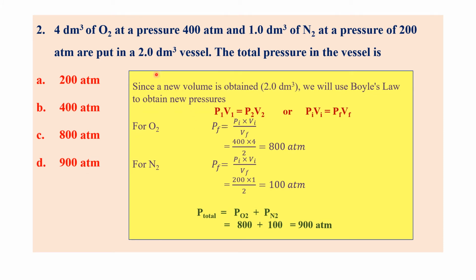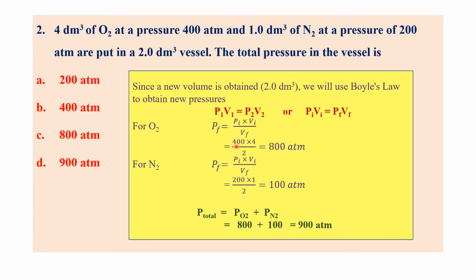Since the new volume obtained is 2 dm cube, as given in the question, we can calculate the new pressure using Boyle's law. P1 V1 is equal to P2 V2, or we can also write it as Pi Vi is equal to Pf Vf. Here the i and f represent the initial and final. For oxygen, Pf is equal to Pi multiplied by Vi divided by Vf. This formula is obtained by rearranging the Boyle's law formula.